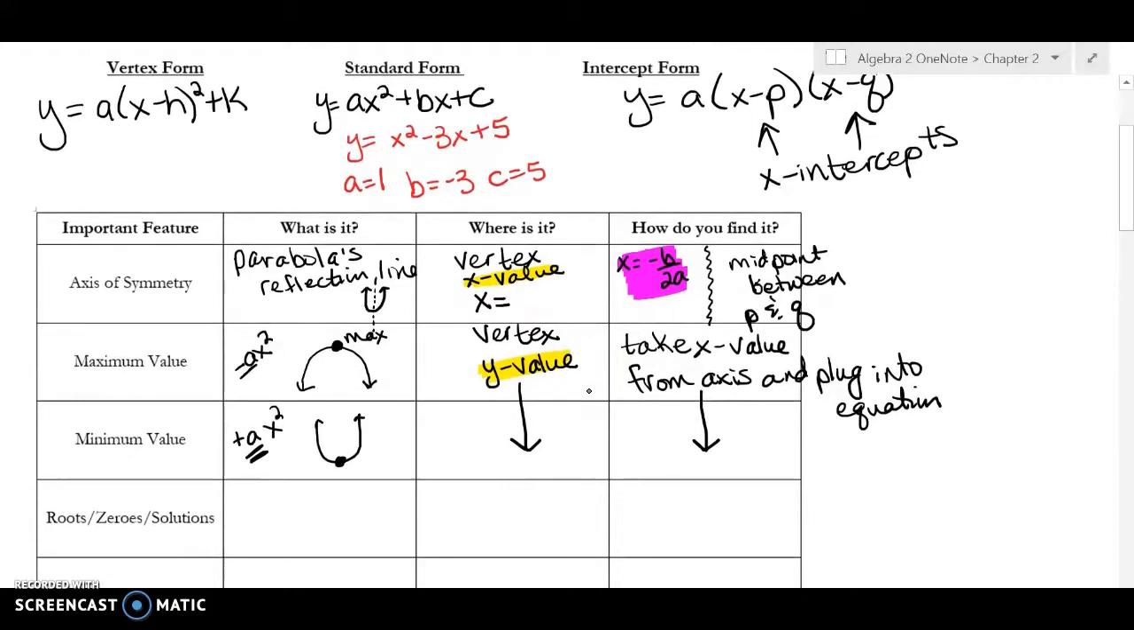Okay, roots, zeros, and solutions are something new that we're going to talk about some this chapter. We'll spend a lot of time next chapter. That's when a graph touches the x-axis. So they look right here. It's where they cross the x-axis.